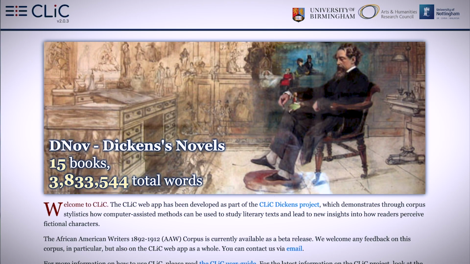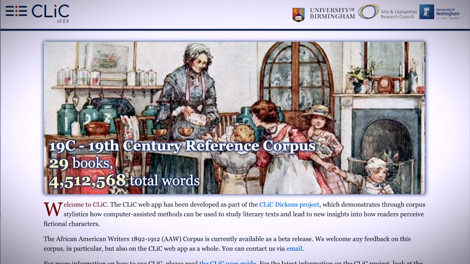CLiC is very much a developing resource. So at present there are about 150 books in CLiC and about 16 million words. There are not just texts by Dickens, there's also George Eliot, Oscar Wilde, Mary Braddon, Elizabeth Gaskell and others.